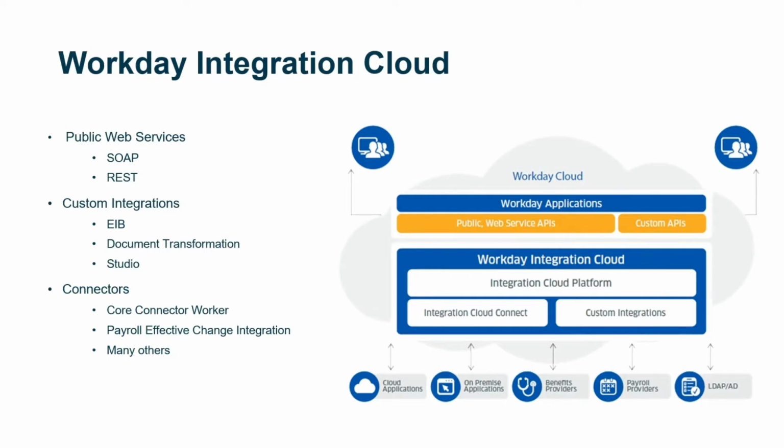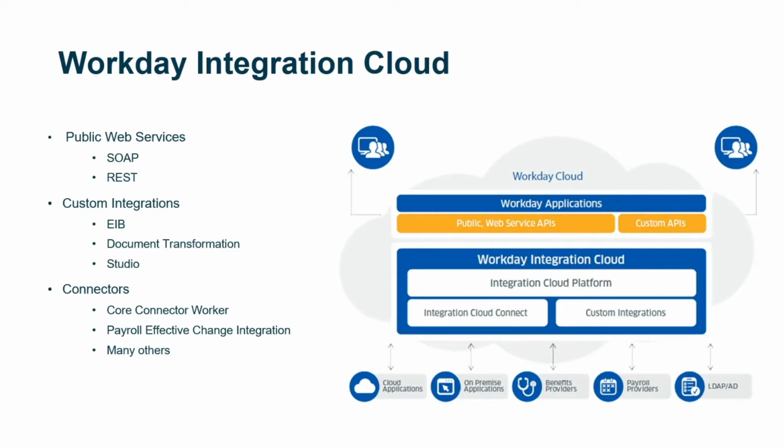Custom integrations, you see them on the bottom right side of the picture. This includes EIB, which means Enterprise Interface Builder, Document Transformation, and Studio. Document Transformation and Studio include custom code, and EIB is configurable. Connectors, which are part of the Integration Cloud Connect. There are many different connection options like Core Connector Worker, Payroll Effective Change Integration, and many others that are provided either by Workday or Workday software partners.